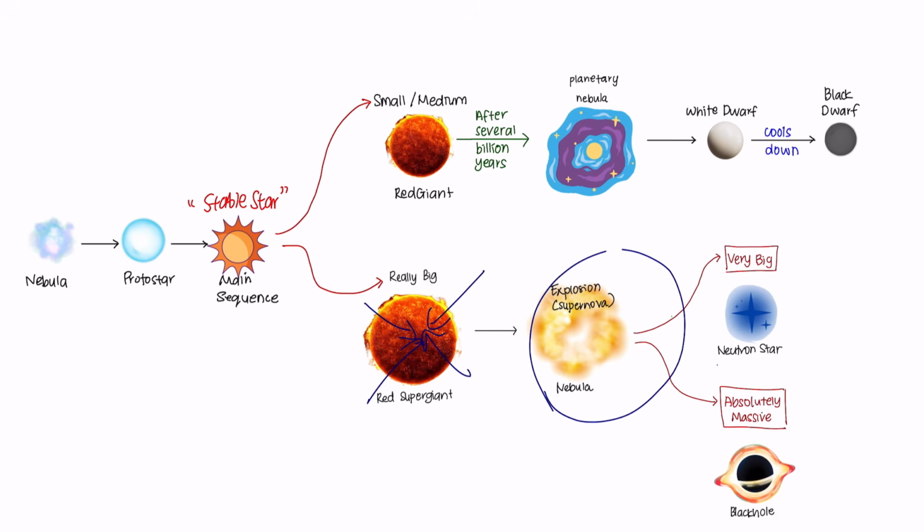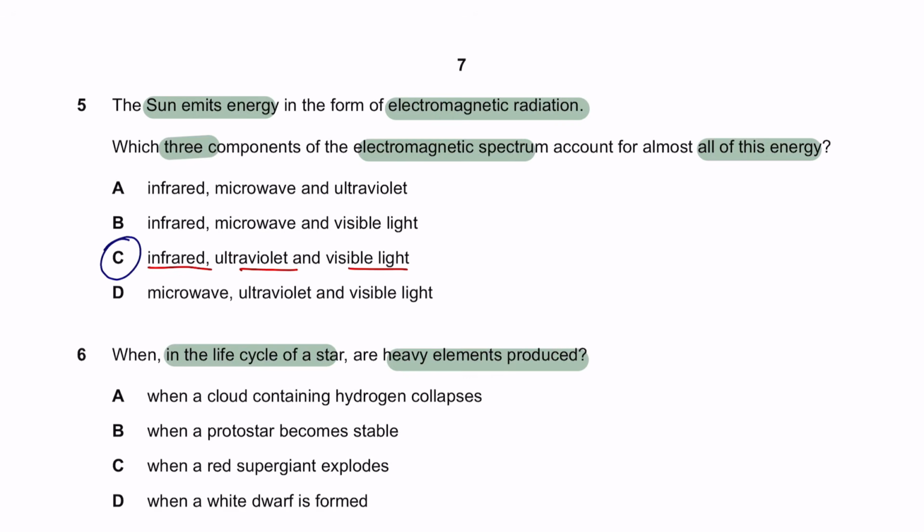During this explosion, it will produce heavier elements such as gold, silver, and uranium. So the answer here is when a red supergiant explodes.